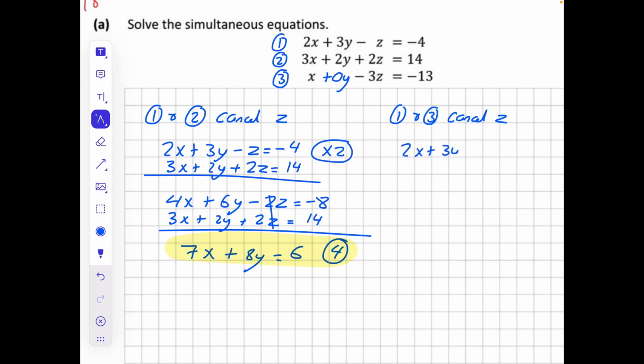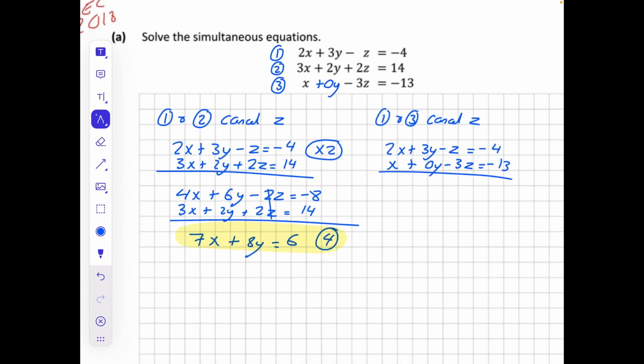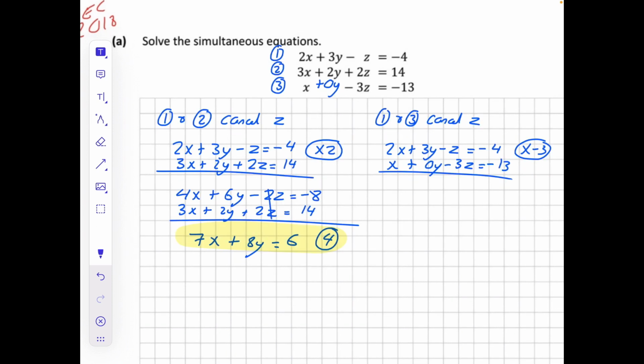So we have 2x plus 3y minus z is equal to minus 4, and x plus 0y minus 3z is equal to minus 13. Okay, I need to cancel z's again, so I need to multiply that top line by negative 3 to get a positive 3z. So it'll be minus 6x minus 9y plus 3z is equal to positive 12. And the bottom line, leave it alone.